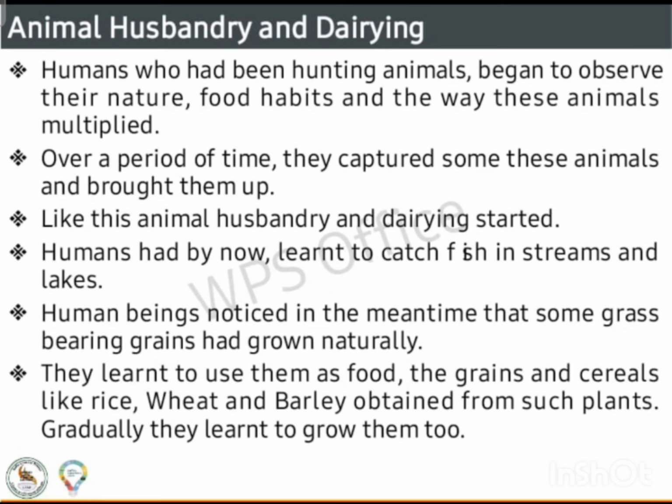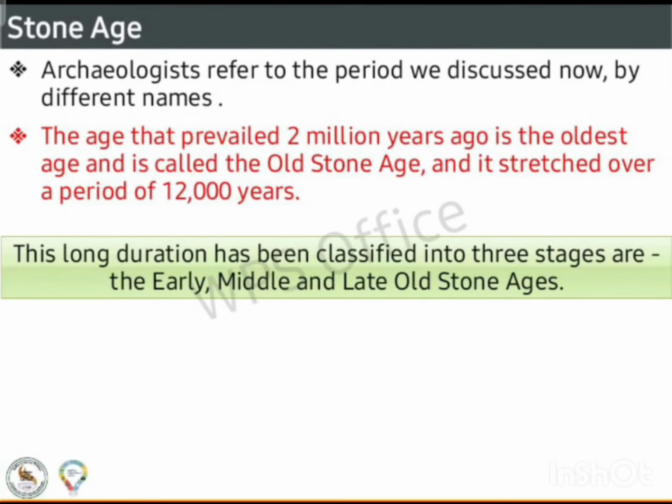Humans had by now learned to catch fish in streams and lakes. Human beings noticed in the meantime that some grasses bearing grains had grown naturally. They learned to use them as food. Gradually, they learned to grow the grains and cereals like rice, wheat, and barley obtained from such plants.